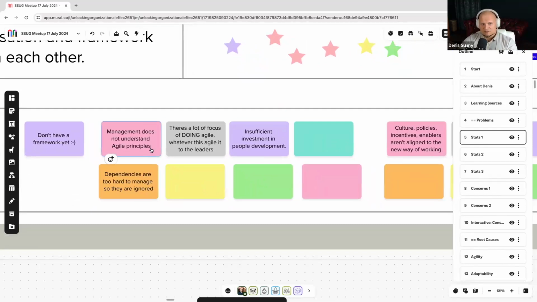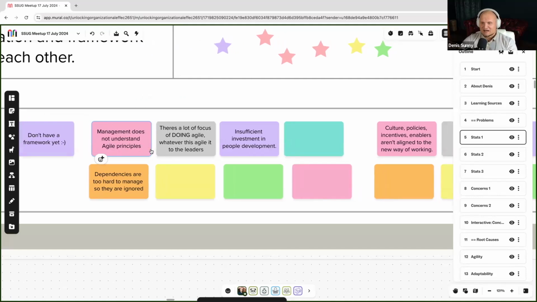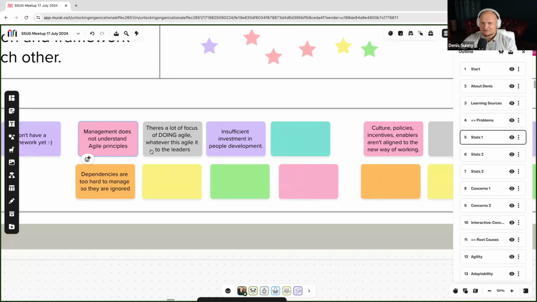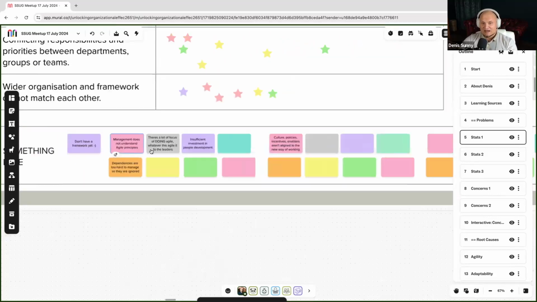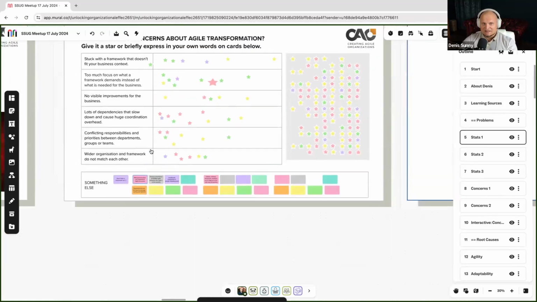Management does not understand the Agile principles and acts accordingly, I assume, right? There is a lot of focus on doing Agile, yeah. Insufficient investment in people development, yeah. Dependencies too hard to manage, yeah, absolutely. Culture, policies, incentives, enablers aren't aligned. Amazing. I believe that we will touch quite a lot of this in this session. All right, thank you very much.